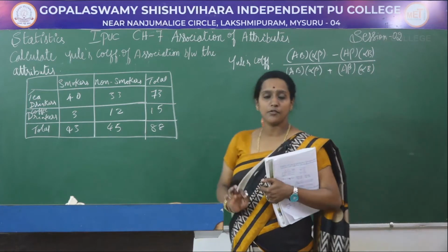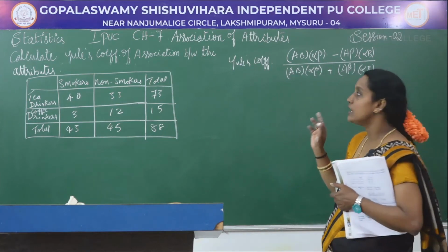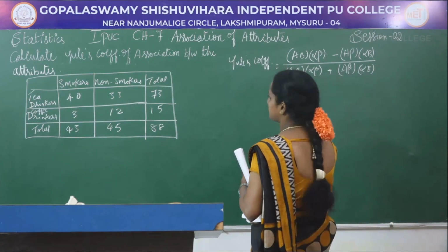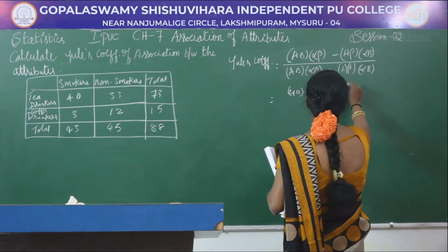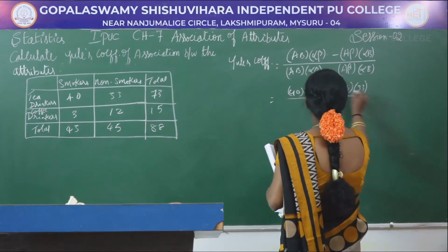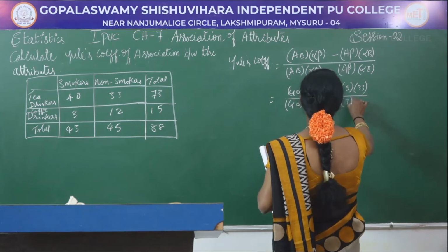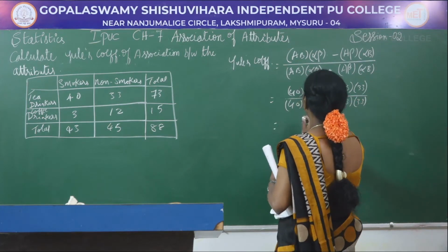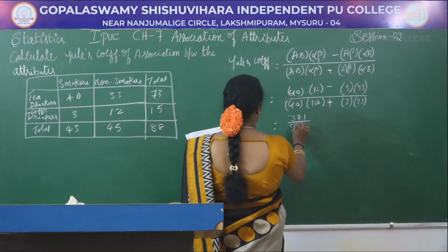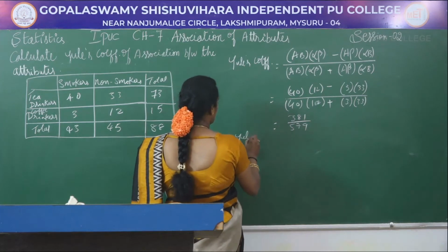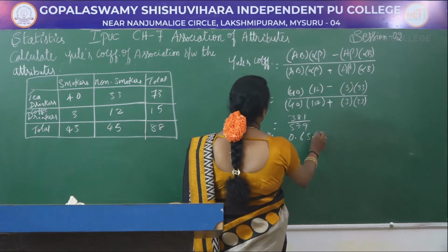So don't get confused between B and beta. While you are writing the formula, you should be very careful. Next, you have to substitute. It is 40 into 12 minus 3 into 33, divided by 40 into 12 plus 3 into 33. If you do the simplification for this, it is 381 by 579. So Yule's coefficient is equal to 0.65803.